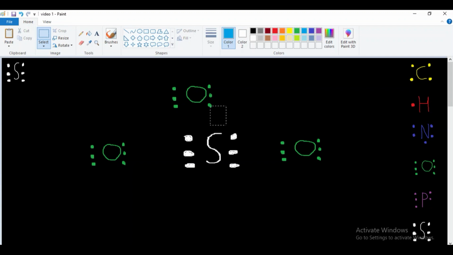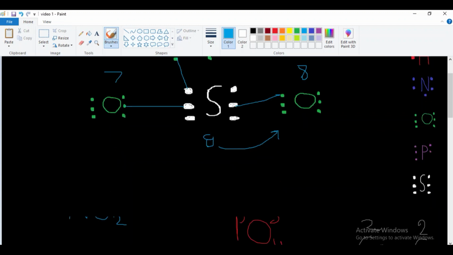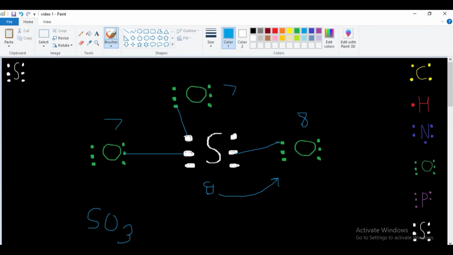So connecting, sorry. So yeah, our first step will be to connect them on this. New valencies will be 7, 7, 7, and this is 6 plus 3, 9. Now I will donate one electron to this, so it will become 8. So I will write its charge as SO3 and 2 electrons it needs, 2 minus.